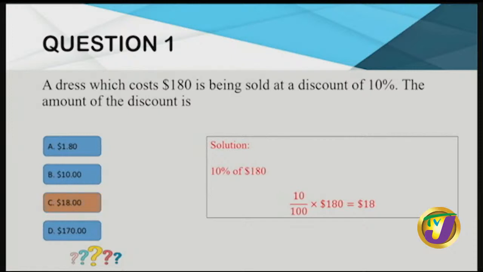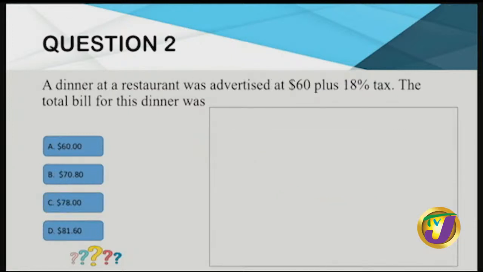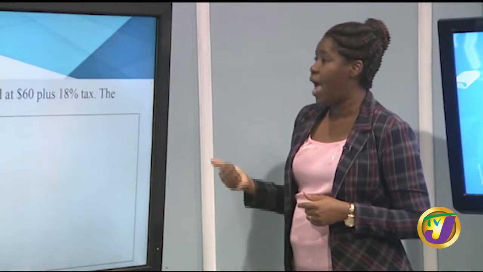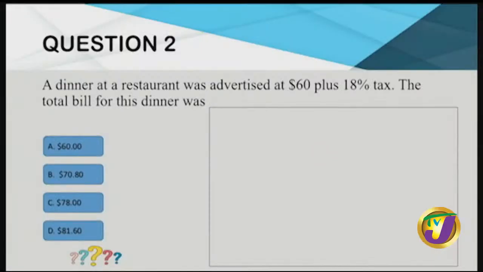So the second question, a dinner at a restaurant was advertised at $60 plus 18% tax. The total bill for this dinner was. So here we are looking at the cost of the dinner, and we're seeing plus, which indicates addition or an increase in the price. All right. And also total, so we're looking also at addition again.